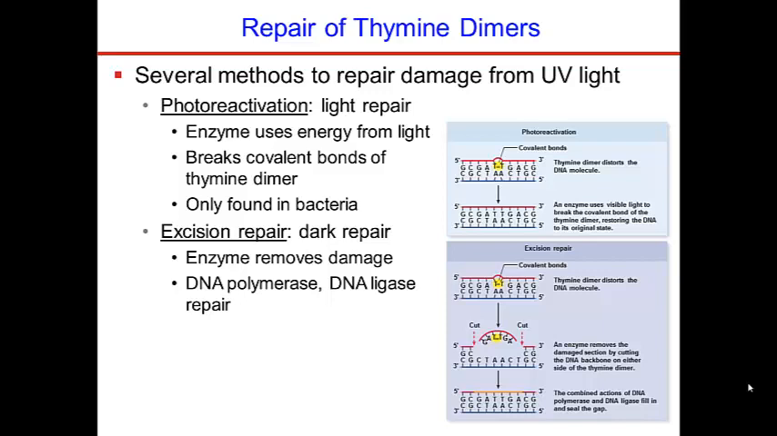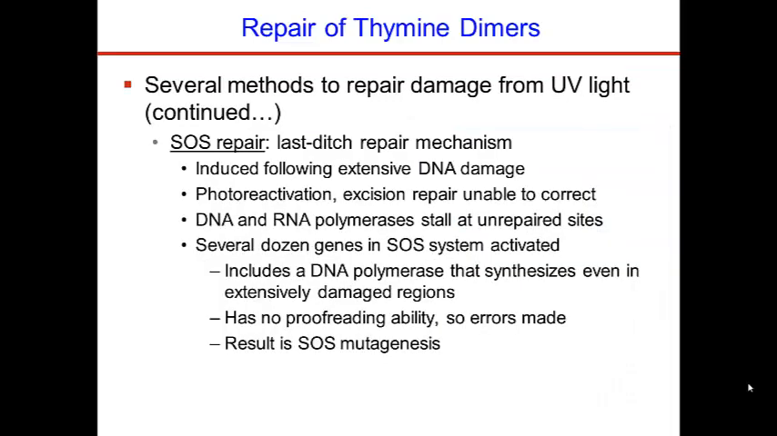Dark repair also uses enzymes to eliminate DNA damage, but does not require light. The second important mechanism for ultraviolet damage repair to DNA is the SOS system. The SOS response is an inducible DNA repair system that allows bacteria to survive sudden increases in DNA damage. It involves several dozen discrete gene products.